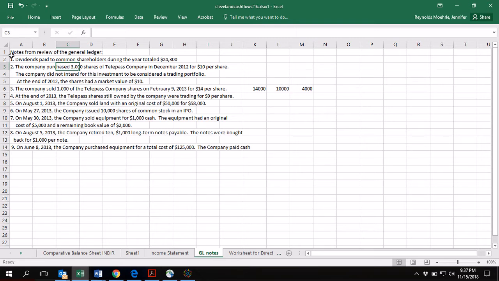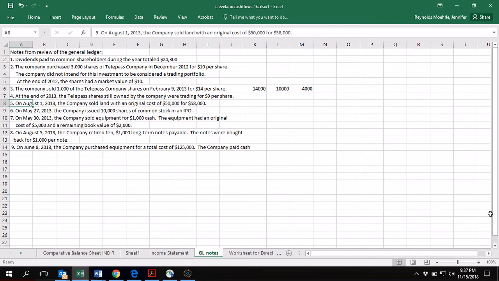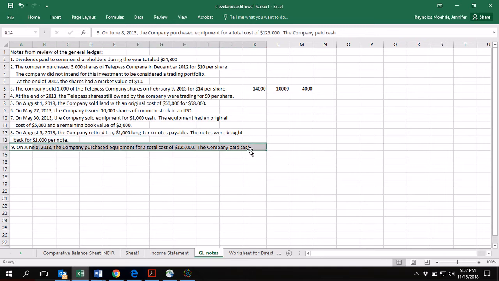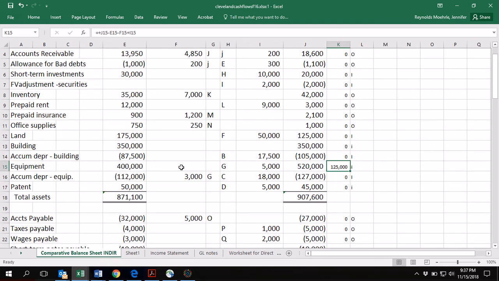So I look in the general ledger detail, I only see information, well, we already looked at this, a sale of land, and now I'm looking at information about a purchase. So I see this purchase of equipment for $125,000. So that tells us what we need to know. So we come back here and we say, okay, that whole $125,000 was equipment that was purchased.